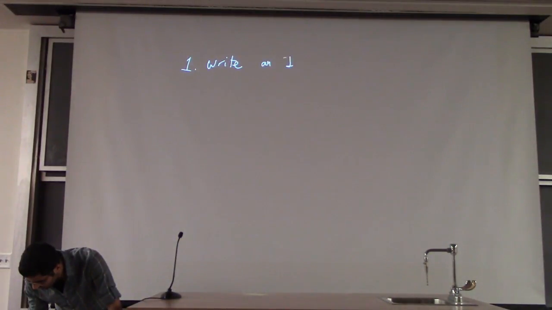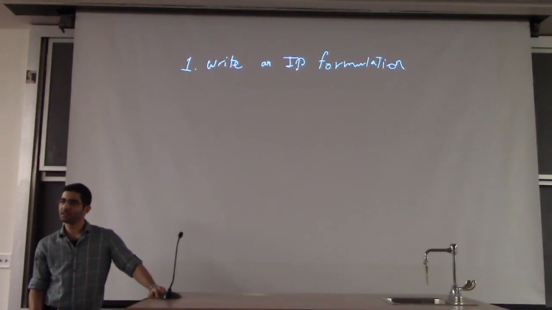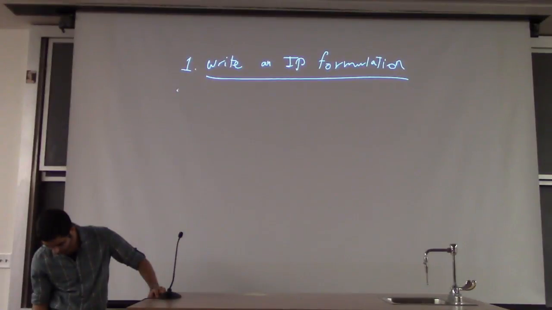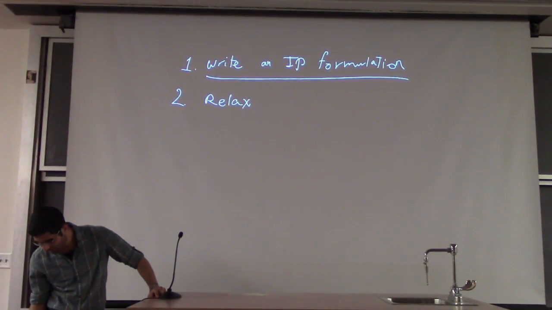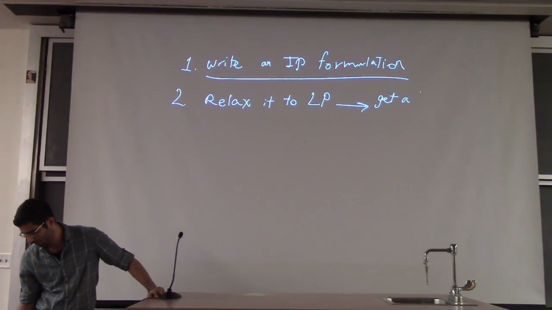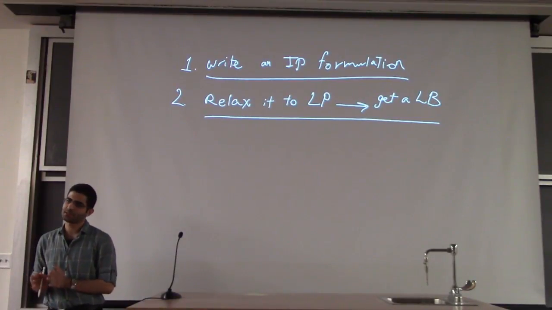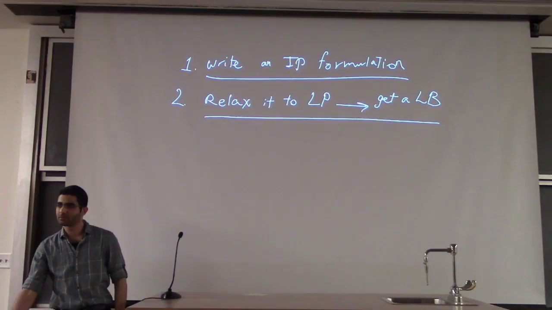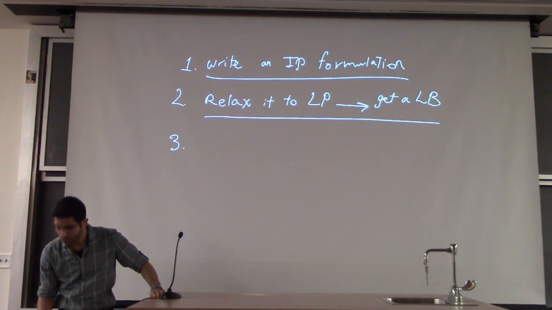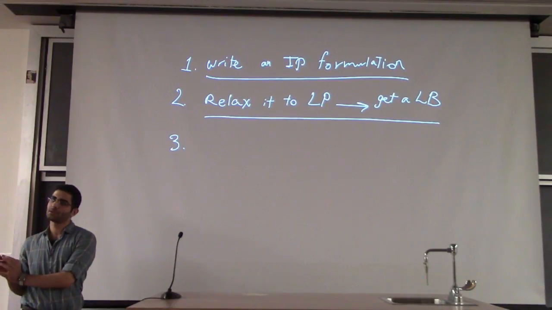So what are our 3 steps? The first step is to write an IP formulation. We did that for vertex cover, weighted vertex cover, and SAT problem. Then we relax it to LP in order to get the lower bound. This is the second step. If we relax the SAT or vertex cover or even traveling salesperson or set cover, we get the lower bound for all of them. So we don't need to do anything. We just write an IP formulation, then we reduce IP to LP, we get the lower bound, and that's all.